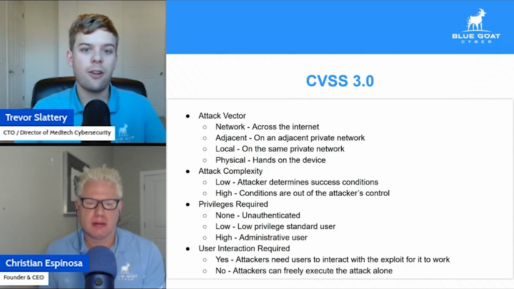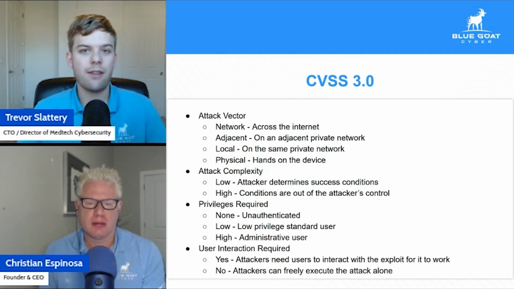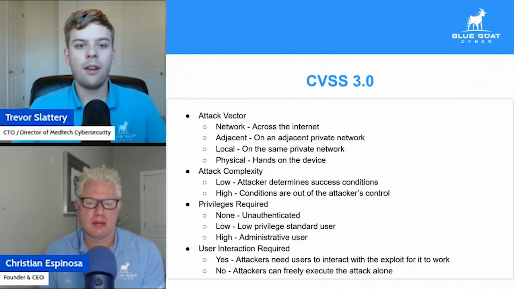Whereas if you're looking at physical, you need to physically get your hands on the device. Far fewer people are going to have that level of access. You need to be in the same building, in the same room as the device. And so that massively cuts down on how likely an attack is when looking at these metrics.